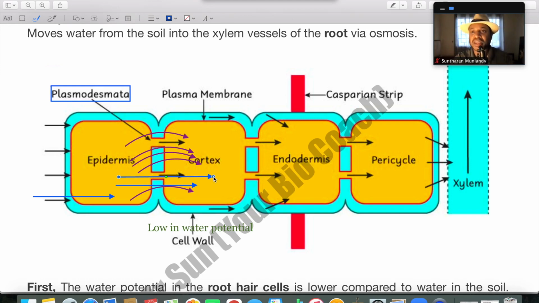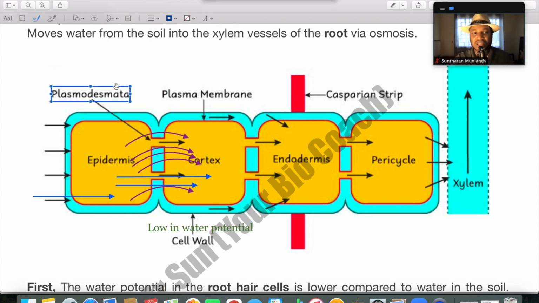They will move from one cytoplasm to another cytoplasm of the cell. Now this pathway is known as the Symplast pathway. When water moves from one cell to another cell through the structure known as Plasmodesmata, from one cytoplasm to another cytoplasm, it is known as the Symplast pathway.